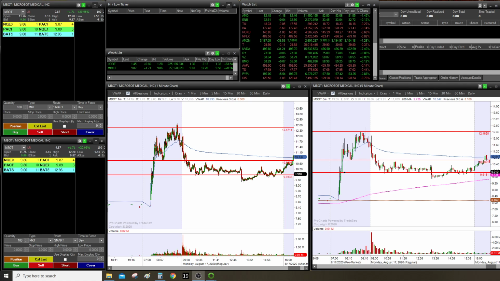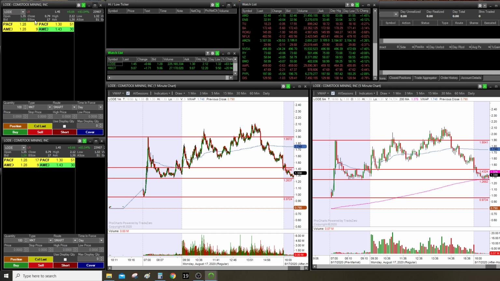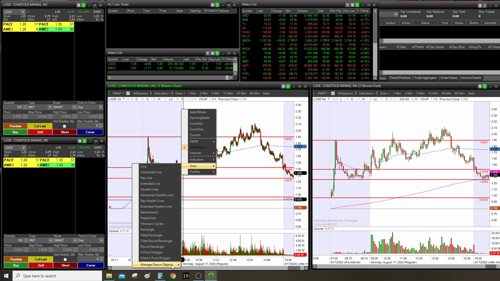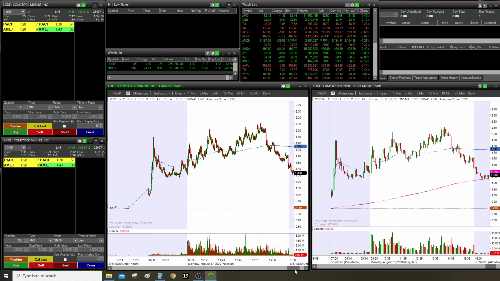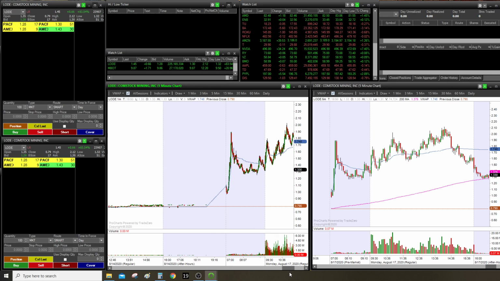So let's start. We're going to go through a stock that I actually traded with my main account. I'm on my small account right now, so we're going to go through LODE. Let me just remove everything. Okay, so I'm going to remove everything, and what we're going to do is start in the morning.